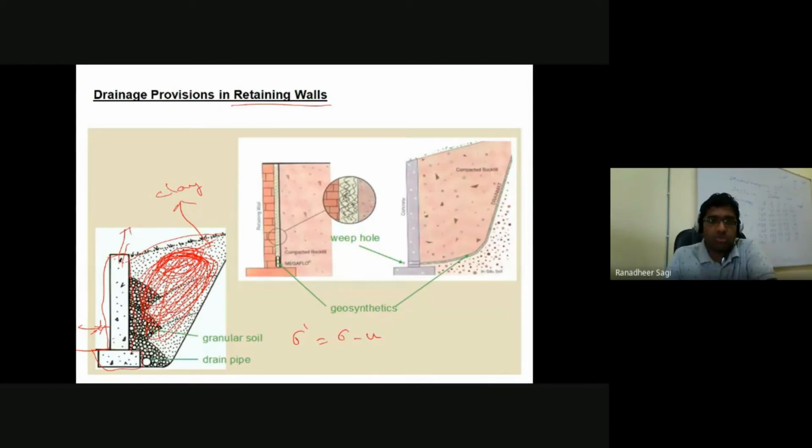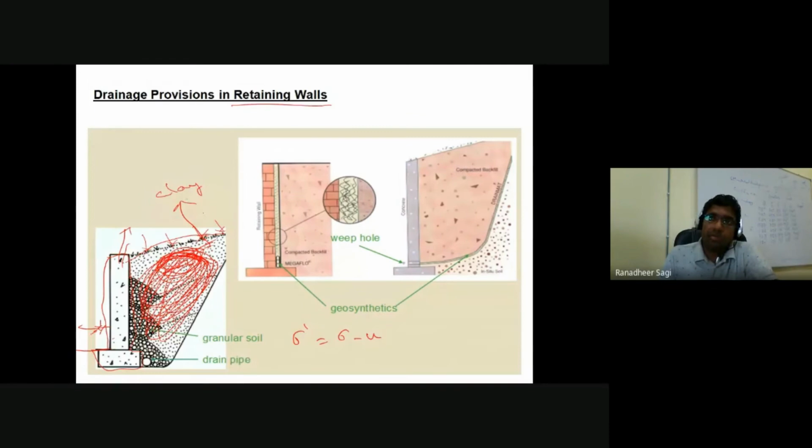If I take this to be a clay soil deposit, the relative coefficient of permeability of the clay is very small. Over time, what we are going to see is that the water in the small void spaces of the clay soil deposit requires more time to get dissipated out of that soil sample.